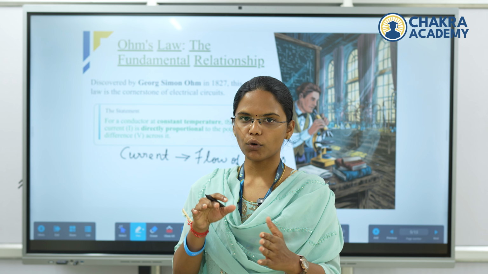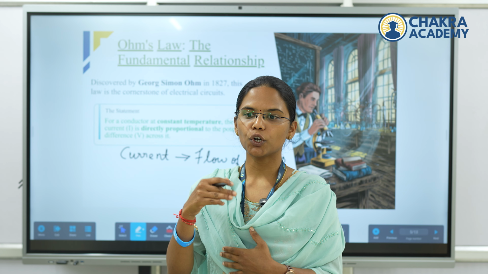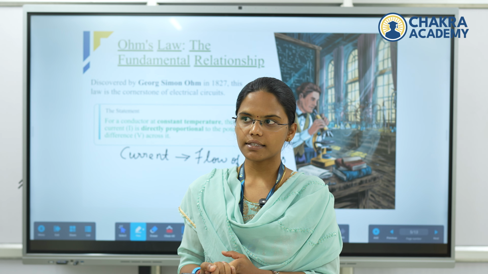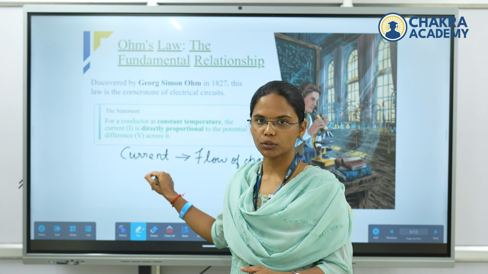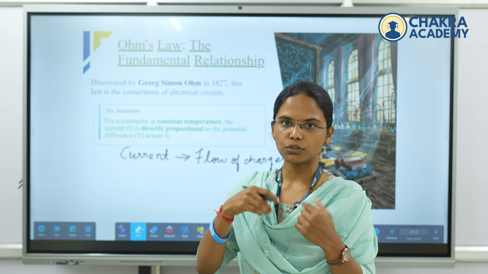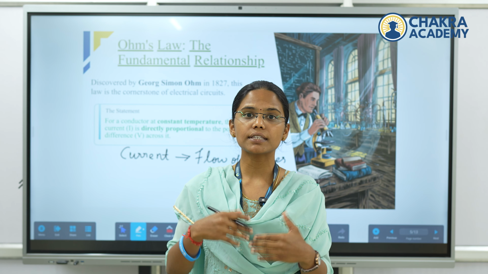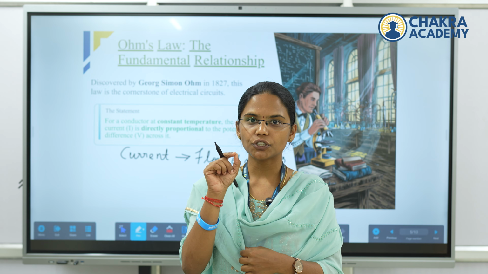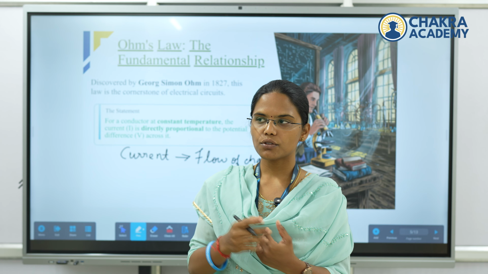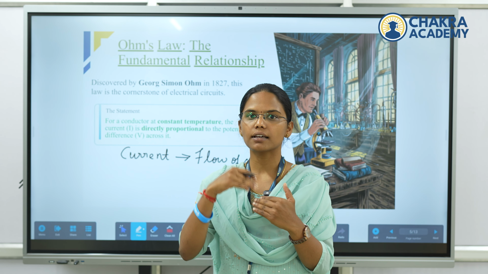When we want to push an object like a box, we want to apply some external force. In the same way here, what is flowing? Electrons are flowing. So for electrons to flow, we need an external push. Who is giving that push? The external push is given by voltage. So voltage increases, current increases.